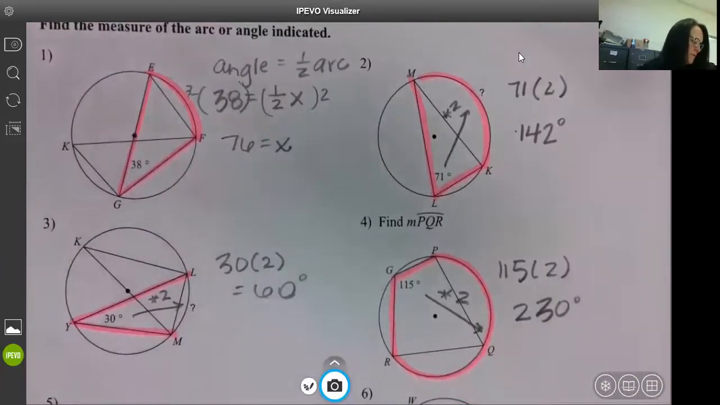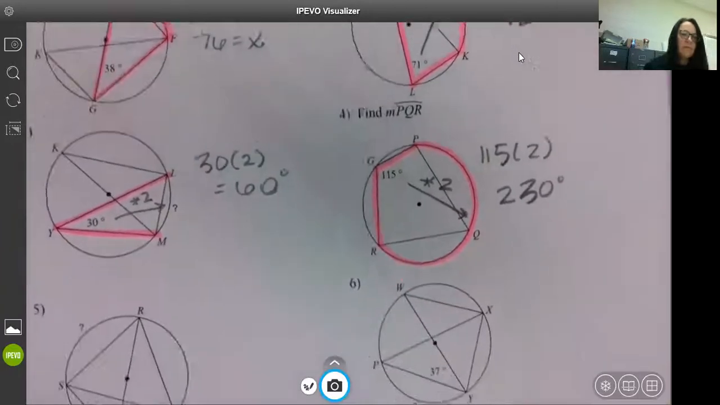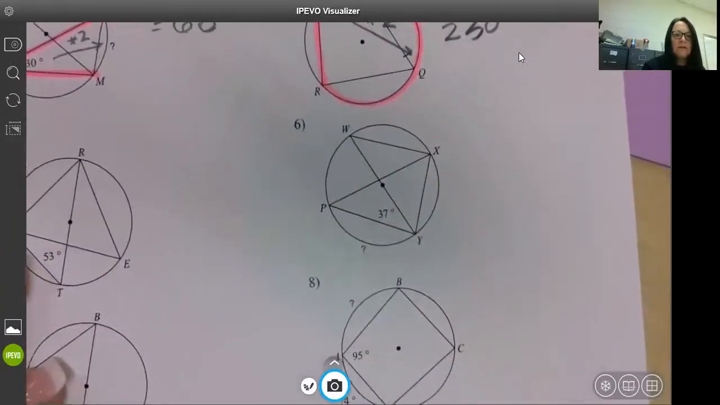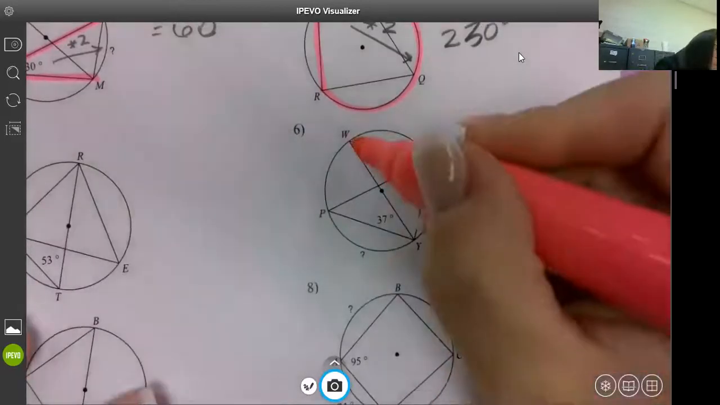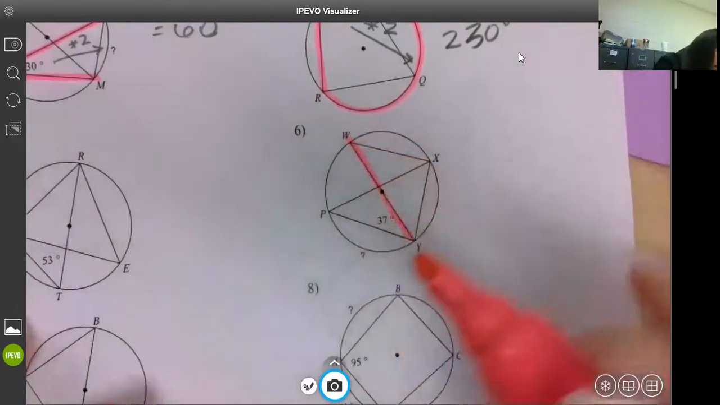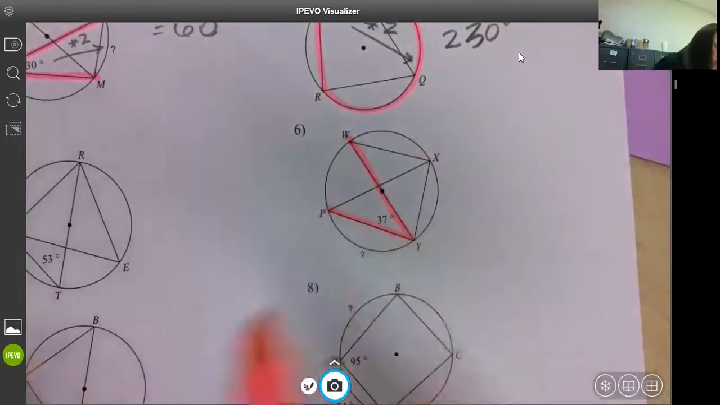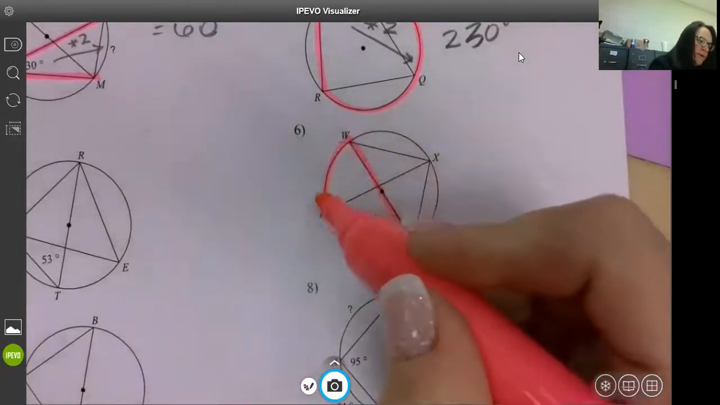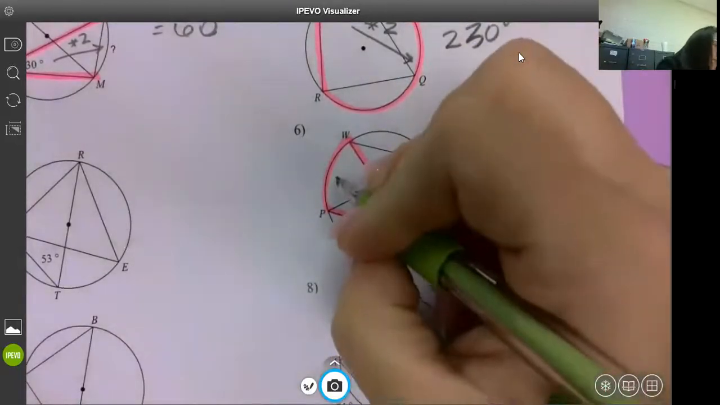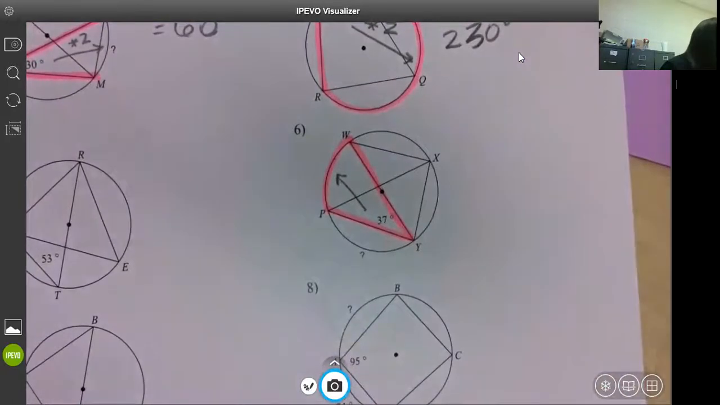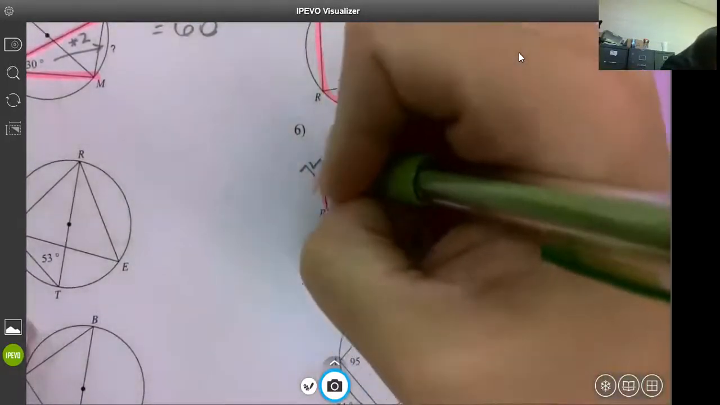Number 6 is a little different. Okay, so we're going to skip number 5. It's the same thing. We're going to look at number 6. You have this angle, which means that you can find this arc. But the problem is we want the question mark down here. So make sure you're doing 37 times 2, which is 74.